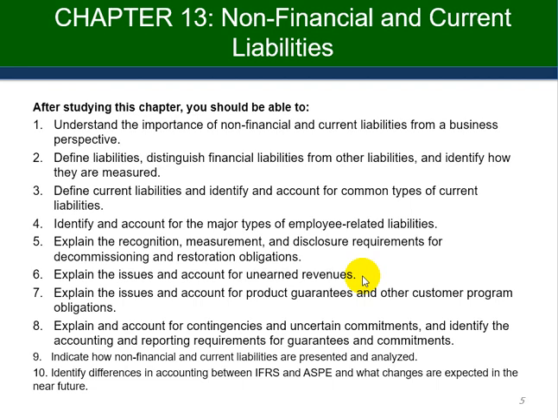There are some other customer program obligations that we look at, so those would be things like coupons or something that obligates us to do something for a customer, a contest or something like that. We have to recognize those liabilities if they're significant. We'll talk about contingencies and commitments, and talk about what that actually means, and talk about how we report that properly. And then we'll talk about analyzing liabilities.